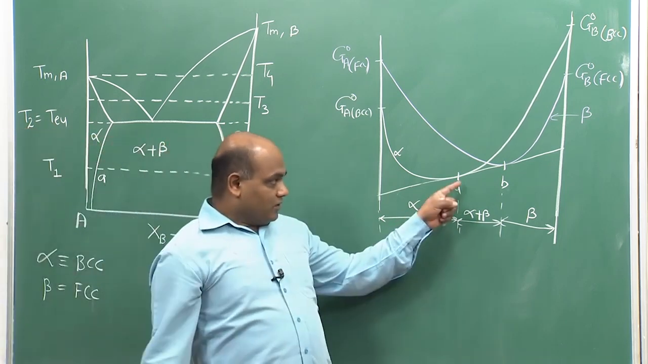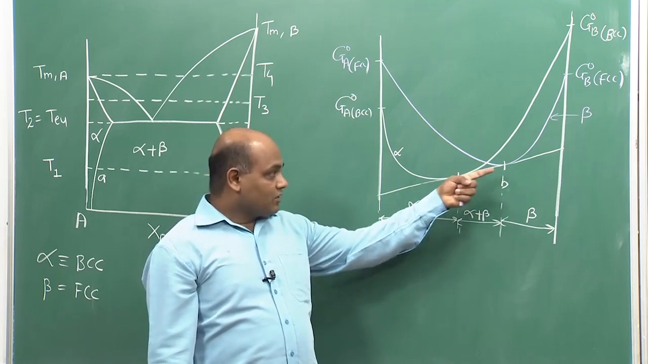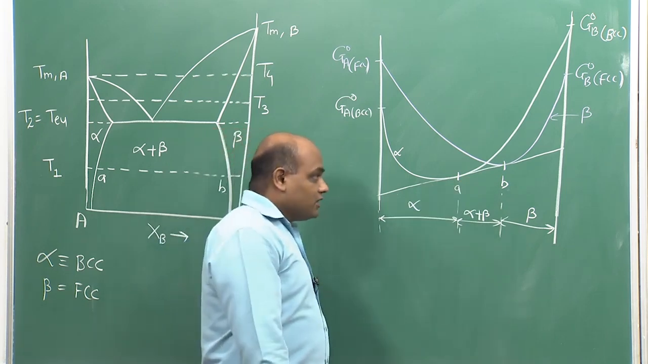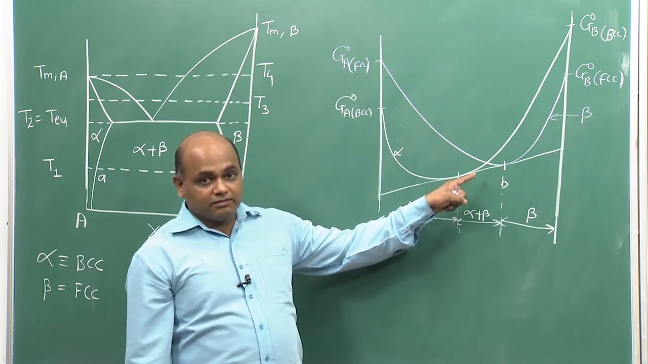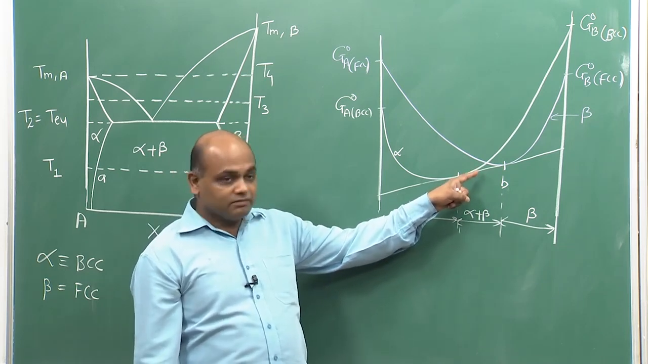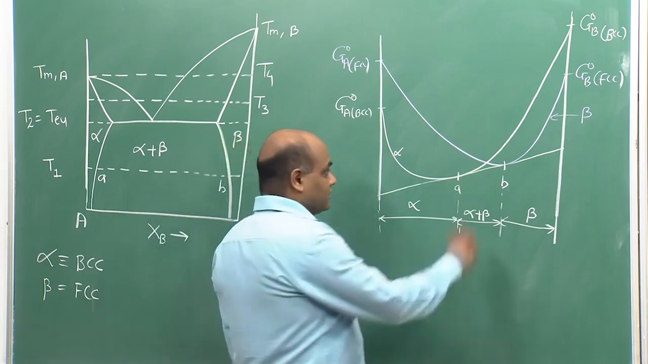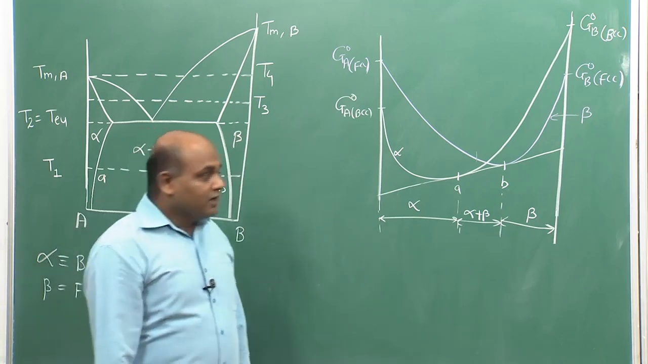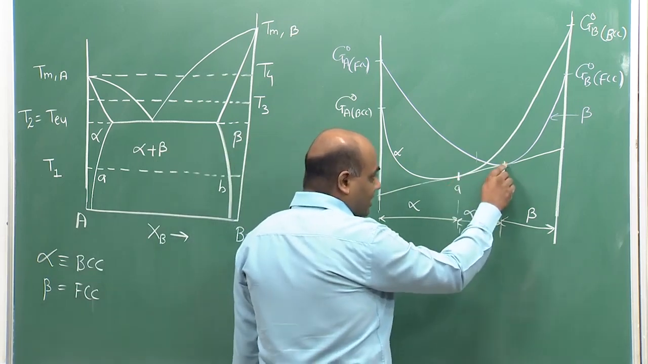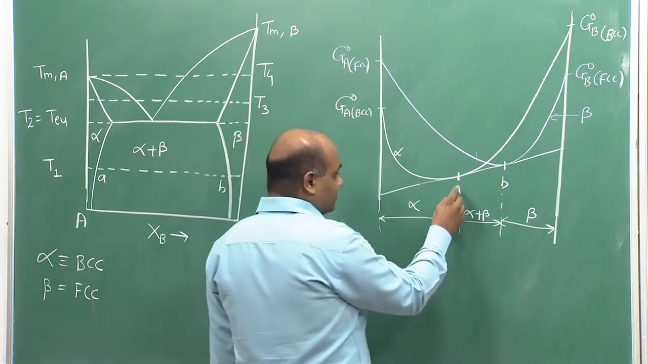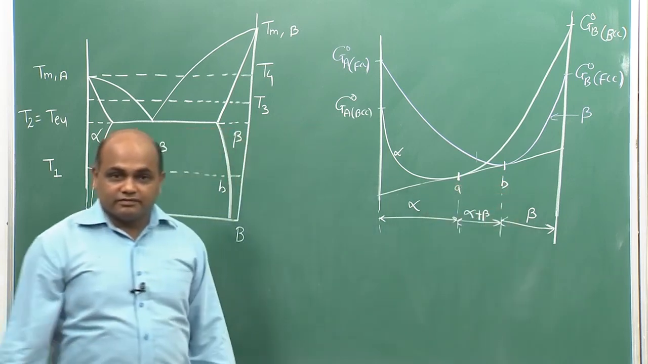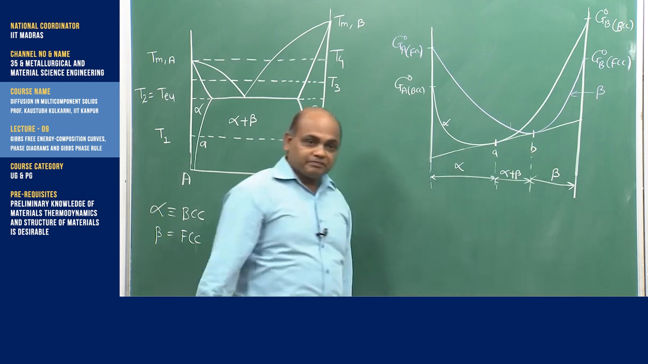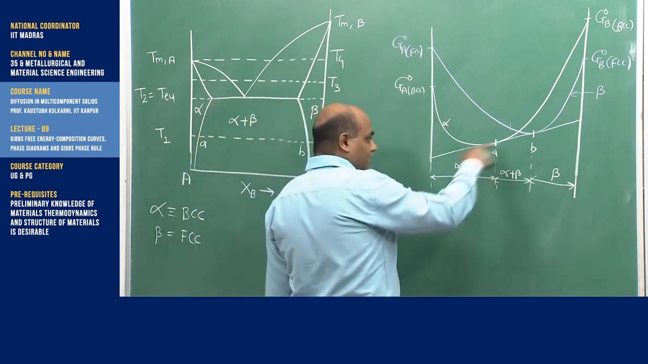Now, note here one thing, there is a common tangent, right, at A and B. So, if I want to find out chemical potential of the two phases, chemical potential of A and B in the two phases at any composition between A and B, what would it be? We know any composition between A and B will be stable as two phase mixture, one with composition A, another with composition B. So, I need to know the chemical potential of A, for example, in phase A and in phase B, and it will be given by the tangent.